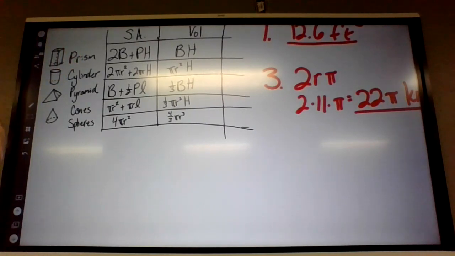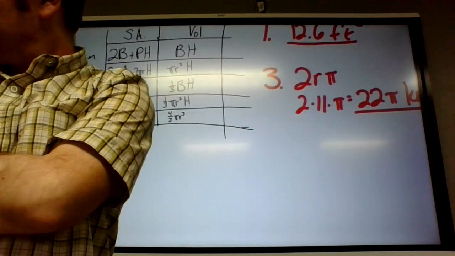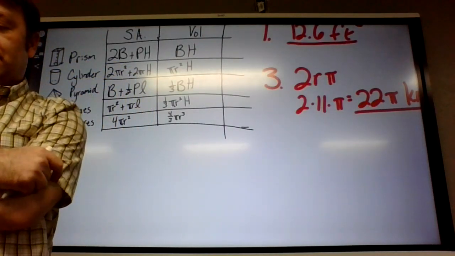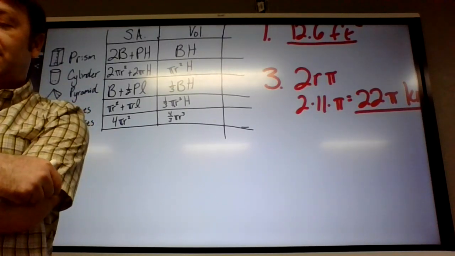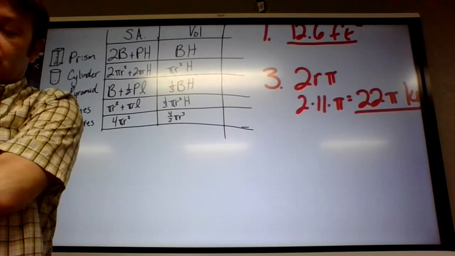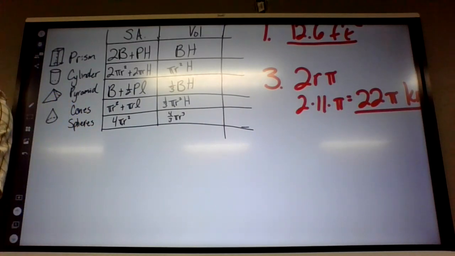Okay, number 5. How do we find the area of that rectangle? Base times height. Yes. On number 6, what do we do? Oh, 1/2. Yeah, you have to multiply by a half or divide by 2, one of those.